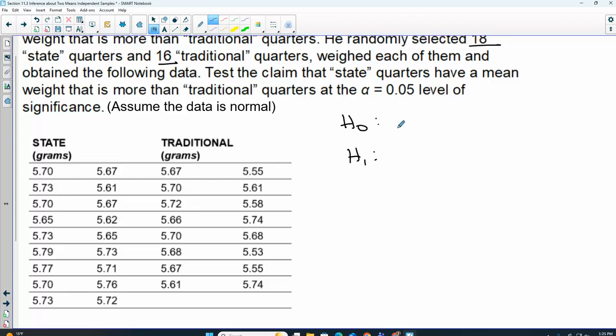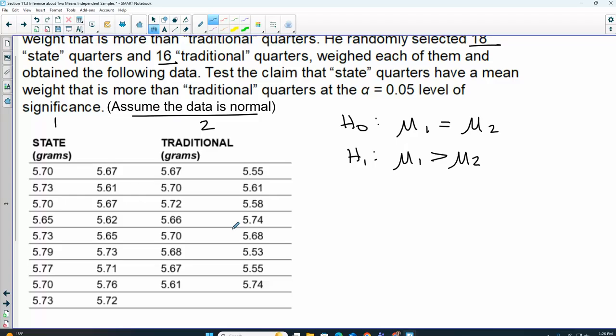So here, yesterday we were looking at the difference between the two. I can't do the difference here. I'm testing that state quarters have a mean that is more. So this is like group 1, this is group 2. The null is just that they are the same, so that the means are equal to each other. When it's matched pairs, the null is always the mean of the difference equals 0. Here, because I can't look at the difference, I just have to do the mean of the first is equal to the mean of the second. If I'm testing if state quarters weigh more, what would my alternative be? Greater than. I know it's normal, so I don't have to worry about my other criteria.